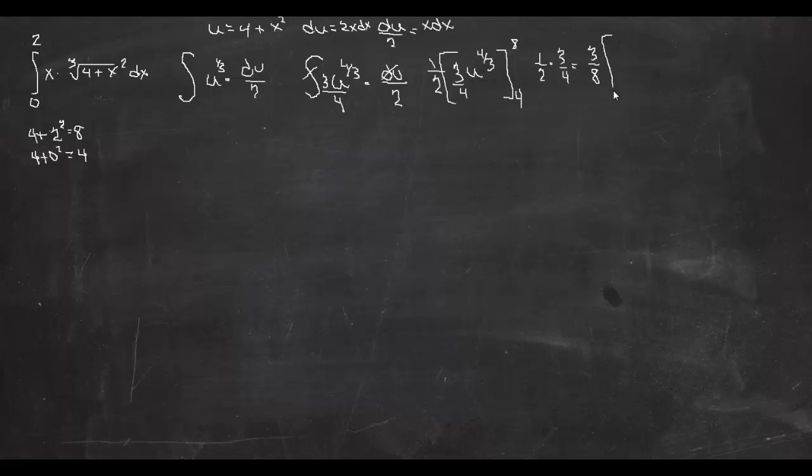Okay, and so we're going to go ahead and put all that in brackets, and now we just have our u to the 4/3 left, and we're just going to go ahead and plug in our 8 to the 4/3. We're going to subtract. We always subtract when we're doing the new limit, so minus 4 to the 4/3.